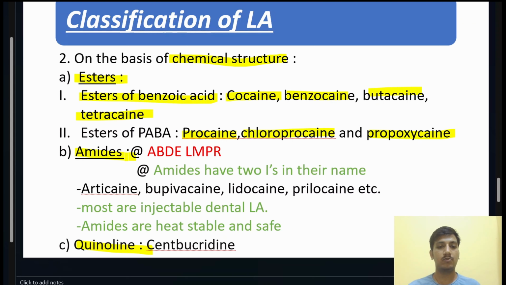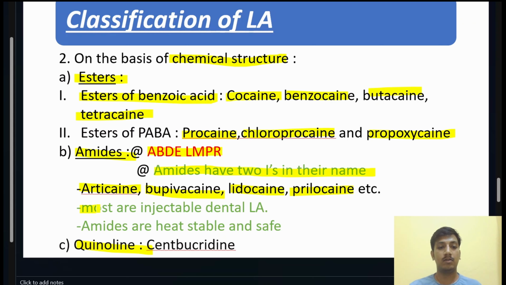Next, move on to the amides. We can simply memorize them by the mnemonic ABDE LMPR. Also, the amides have two I's in their name. This is the shortcut from which we can learn the names of amides. We can see here articaine: there is one I, another I. Prilocaine again: here is one I, there is another I, and so on. Articaine, bupivacaine, lidocaine. The most used one is lidocaine, in our practice, and prilocaine, etc.